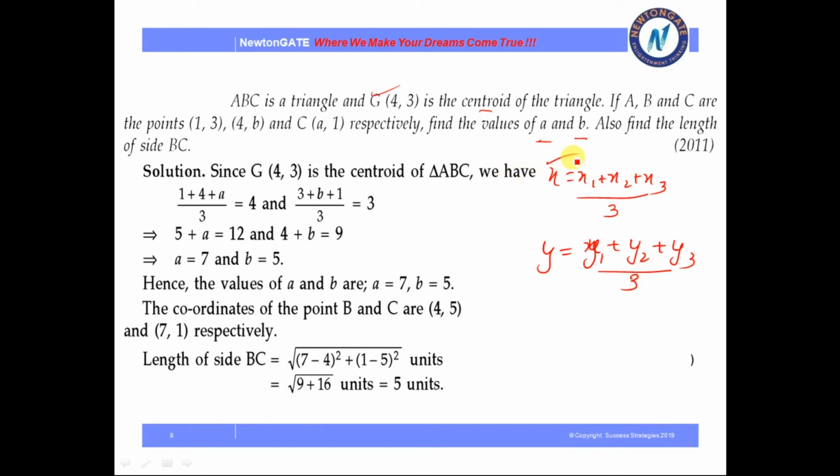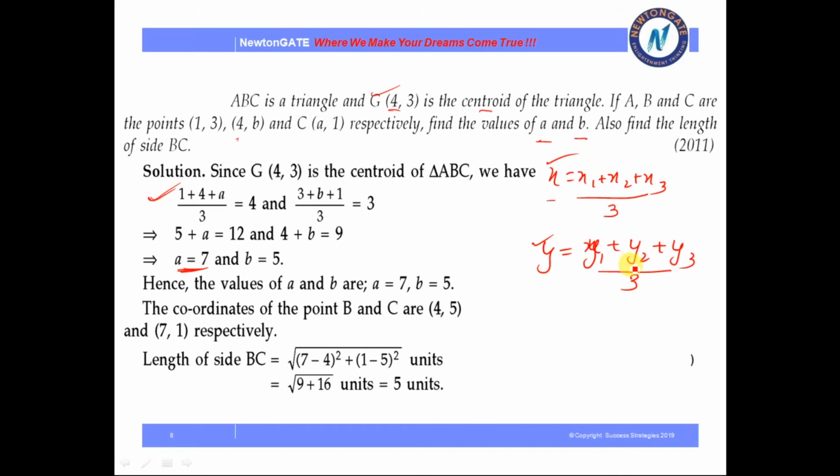So x, what is x? x is (1 plus 4 plus a) by 3, and this is equal to x. What is x? x is 4. So 4 is equal to (1 plus 4 plus a) by 3, and solving this we find the value of a as 7, and what is the formula for y?